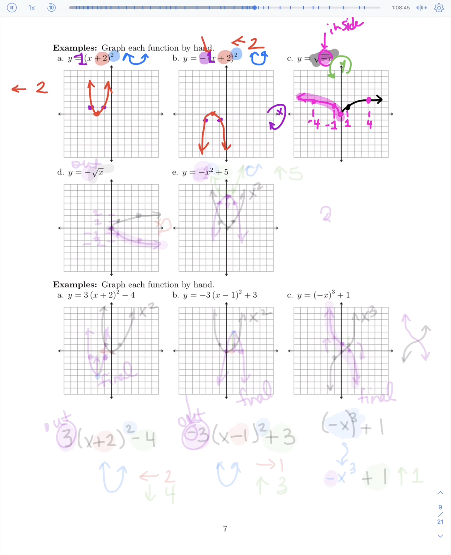Let's take a look at D. In D, we've got another square root graph. Again, let's start out by drawing the regular square root graph. It goes through 0, 0, 1, 1. And if you do want another point, it also goes through 4, 2. Okay. Now this time, notice that the negative is out in front, outside of the square root.